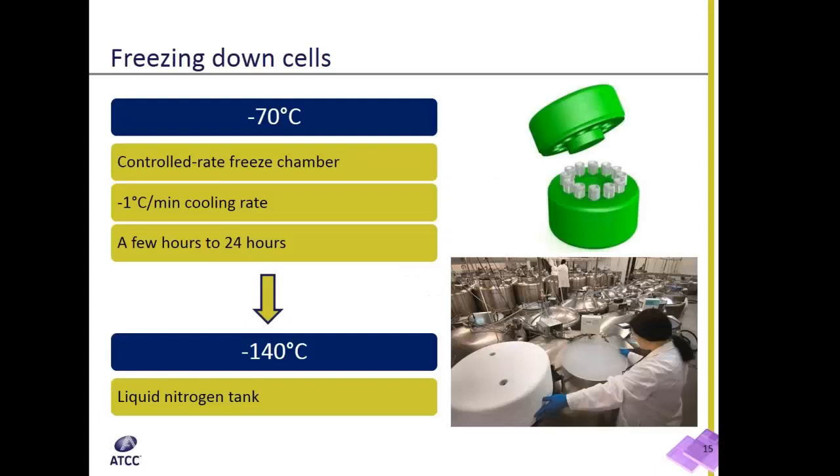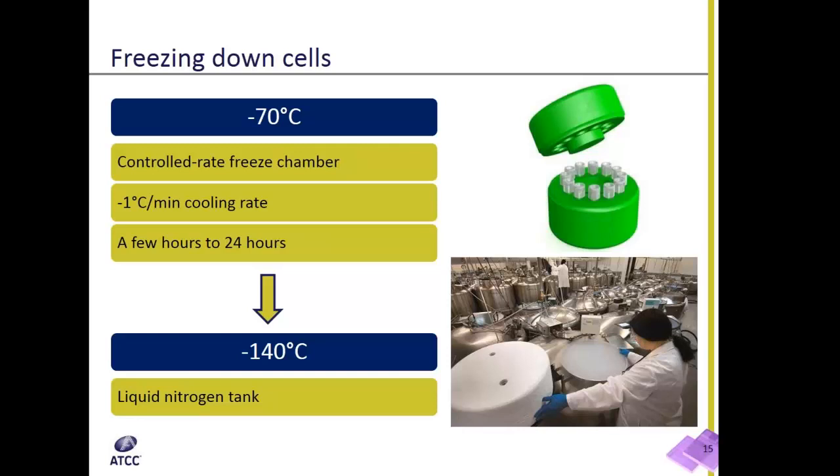Freezing cells is typically a two-stage process in which cells are incubated for some time at around -70 degrees Celsius before being stored permanently at -140 degrees Celsius. As previously stated, cells must be cooled at a rate of about -1 degree per minute in a freezer at -70 degrees Celsius. This is achieved with the use of a controlled rate freezer or controlled rate chamber.